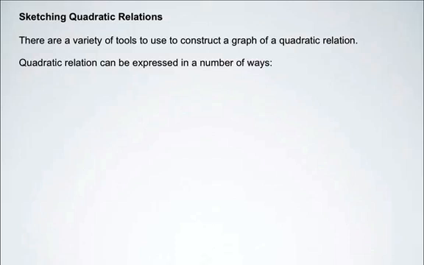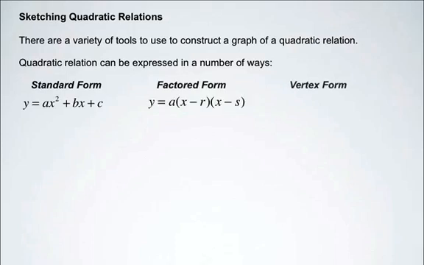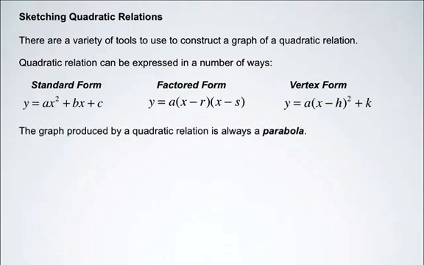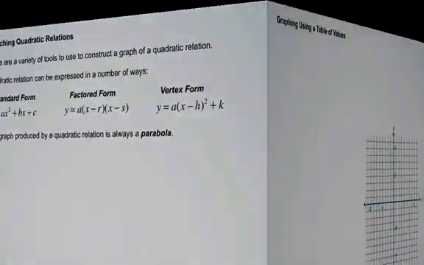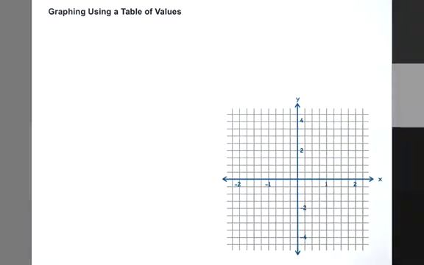Quadratic relations can be expressed in a number of ways. We have our standard form, our factored form, and our vertex form. The graph produced by a quadratic relation is always a parabola. We're going to graph using a table of values.